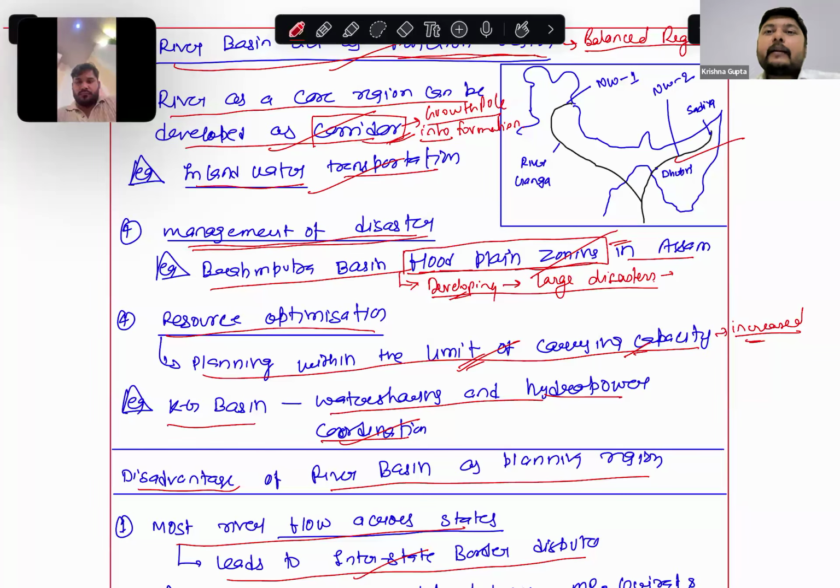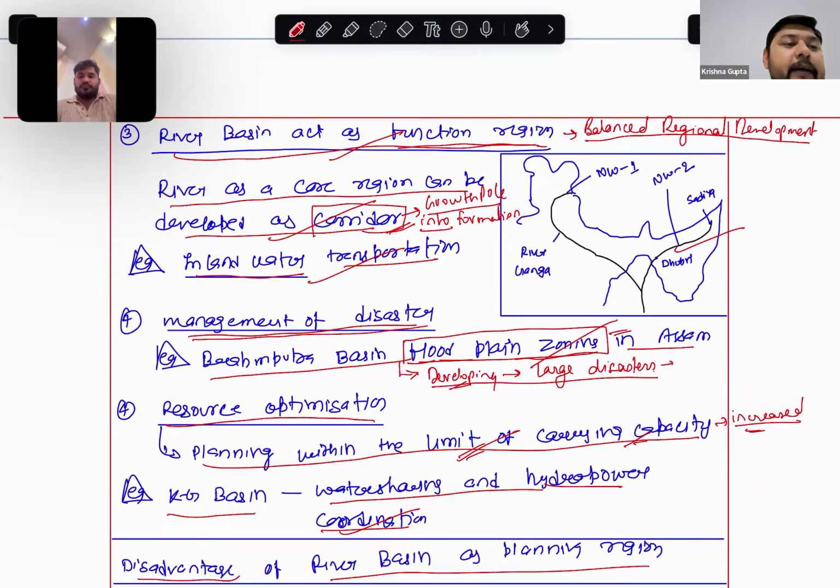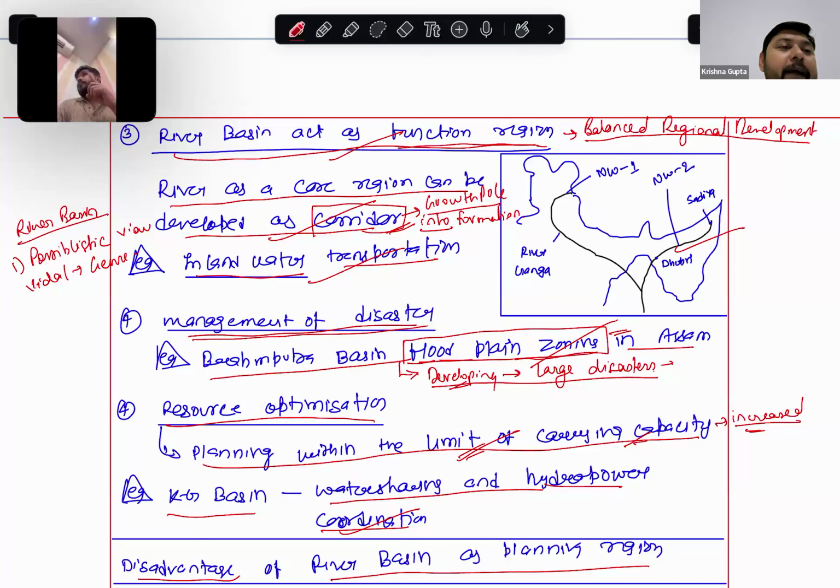Okay, certain additional aspects that we can add here. For example, कुछ चीजें हम add कर सकते हैं. That is, when we are developing a river basin, here we will be having a possibilistic view. A possibilistic view कैसे आएगा? Like Vidal का genre divide.